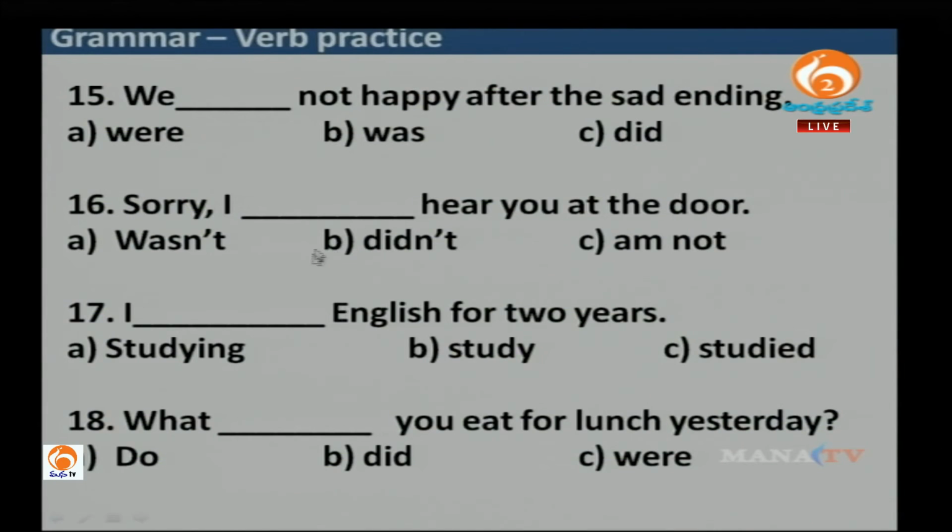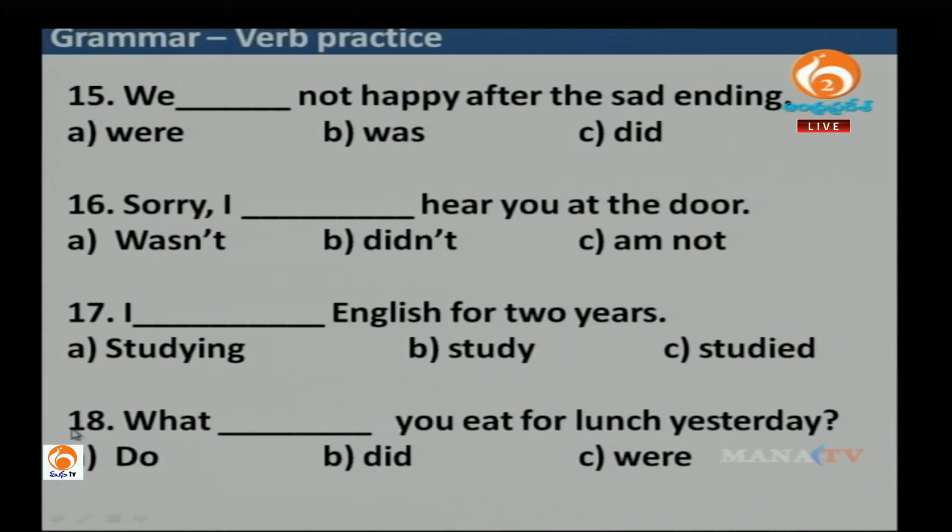Number 17. I dash English for 2 years. If the question stem has I am, then I can say I am studying English since 2 years. But it's for and am is missing, so I will pick option C. I studied English for 2 years.